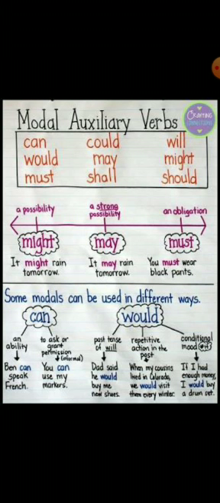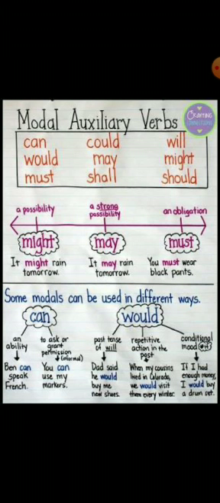Next, need. It is another modal. It is used to indicate want plus duty in negative and interrogative sentences. Means when we are using sentences showing want and duty in negative and interrogative sentences, then we always use need. For example, they need shelter. Next, you need not talk to him. Next, do you need to go there?